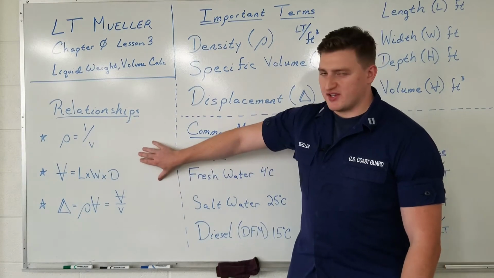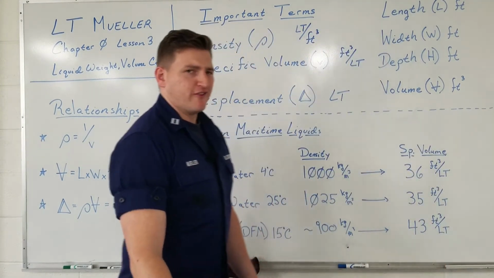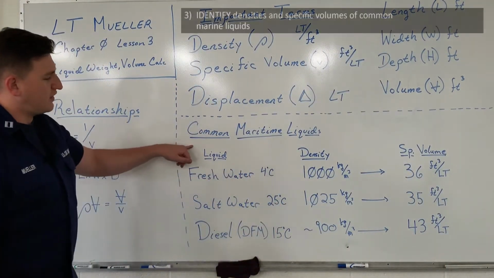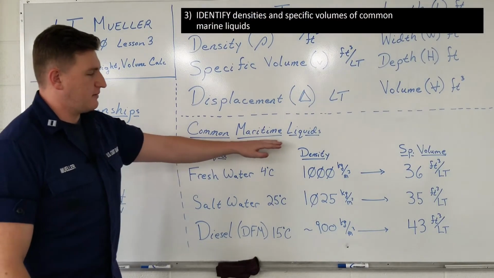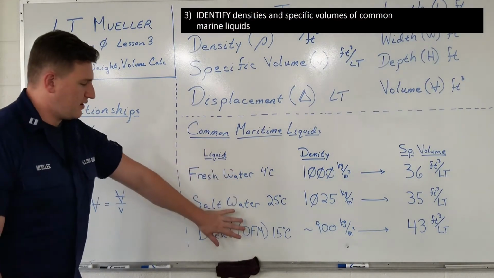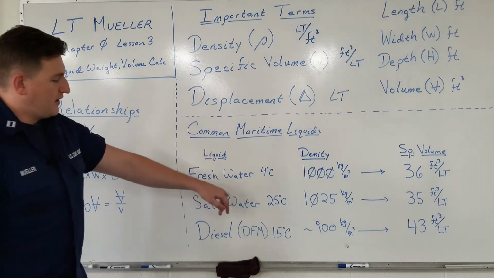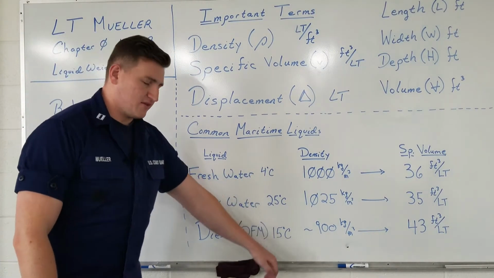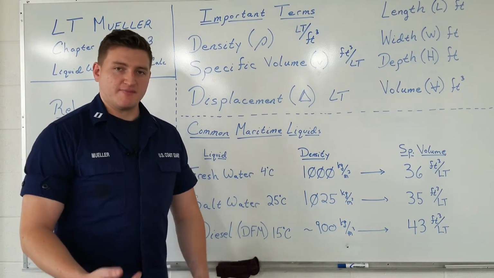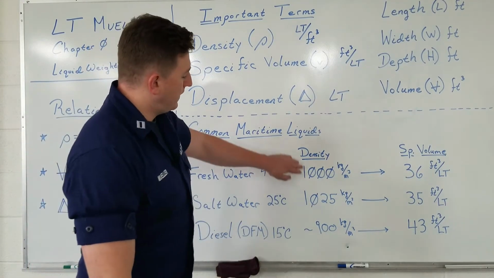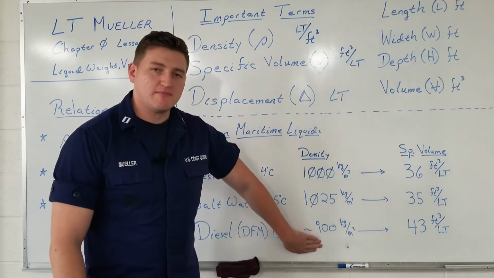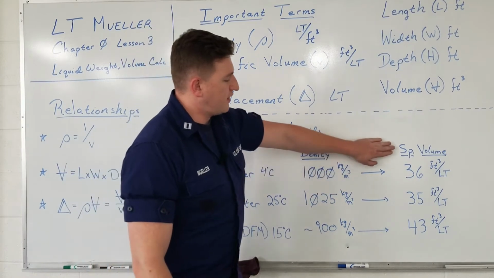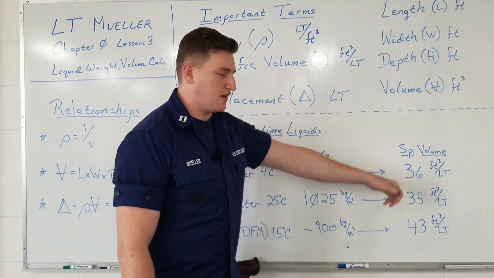So let's take these relationships and make them into something more physical. We're going to take a look at the properties of common maritime liquids. This column here is going to have the liquid that we're talking about, as well as the temperature that they're assumed at, since density and specific volume change with temperature. We're going to have the density, which is going to be in metric units, and then we'll convert it into specific volume in English units.